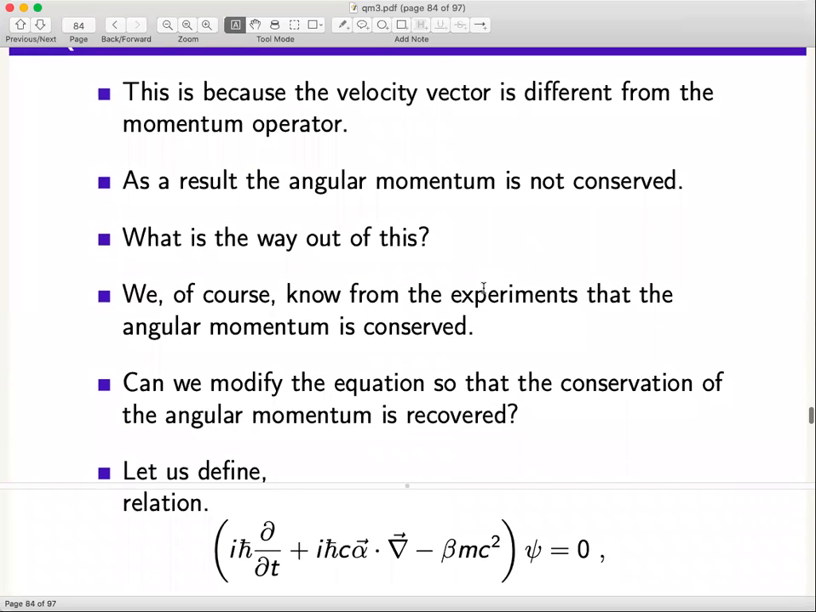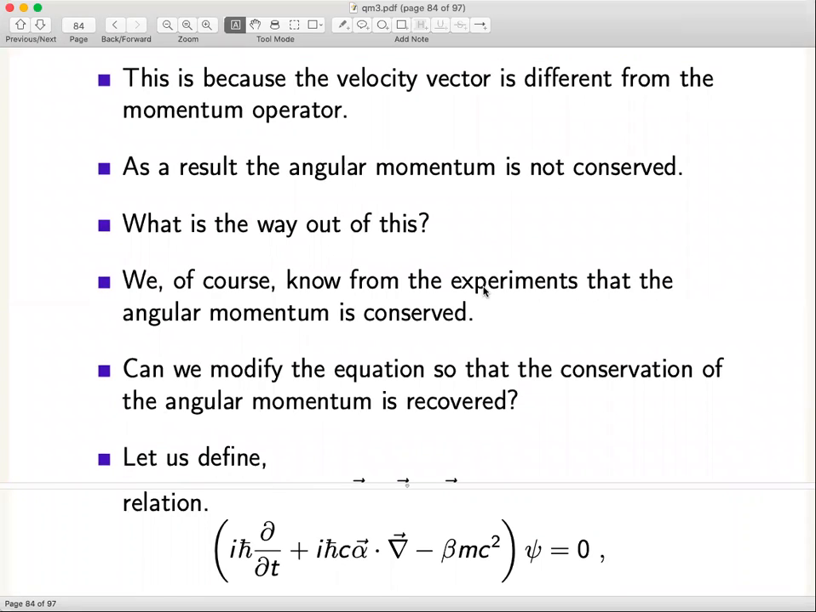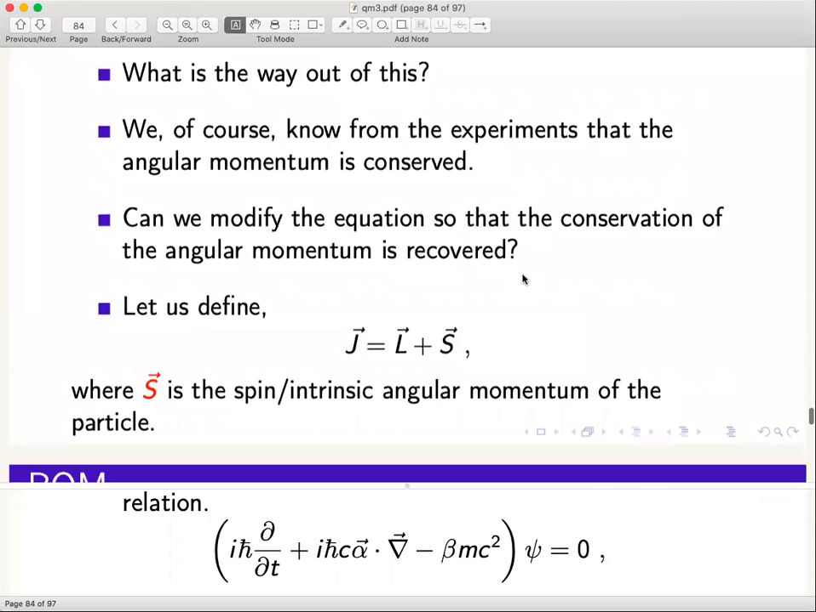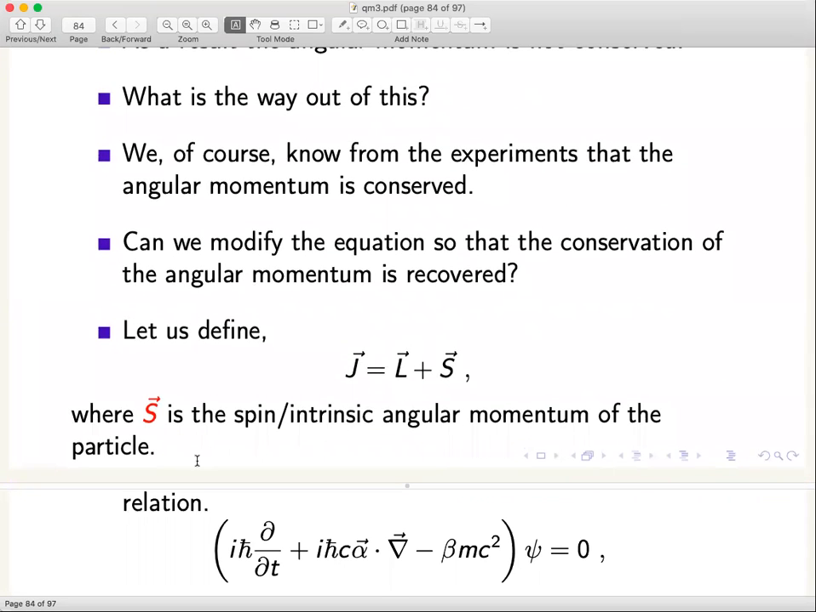So we can ask a question: can we modify the equation so that the angular momentum conservation law is recovered? That's the only way we could reconcile what we see in the experiment with the Dirac equation. So let's do the following. Let's define a new angular momentum J, which is L plus S, where S is the spin degree of freedom, which is what is called the intrinsic angular momentum of the particle. The total angular momentum J is a vector sum of the orbital angular momentum L plus the intrinsic spin angular momentum of the particle.